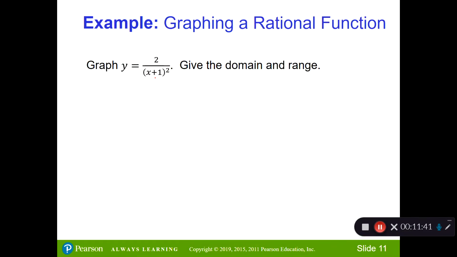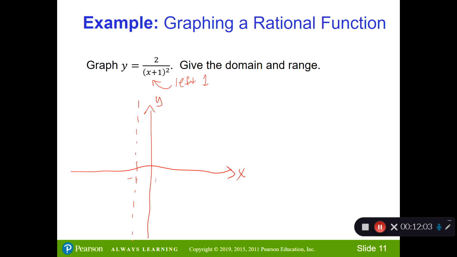So if I look at this, that plus 1 is inside the function. So that is a horizontal shift. So this is going to be left 1 unit. So I'm going to take my graph, and instead of having the vertical asymptote at 0, it's going to be over here at negative 1. This is a stretch by 2. And so now I didn't move up or down, so I'm not changing the horizontal asymptote. So we're going to redraw that figure, stretched by 2.